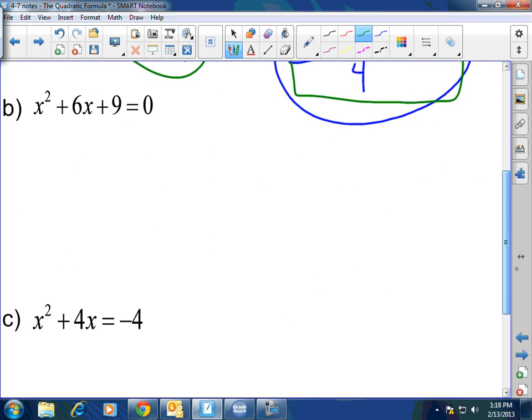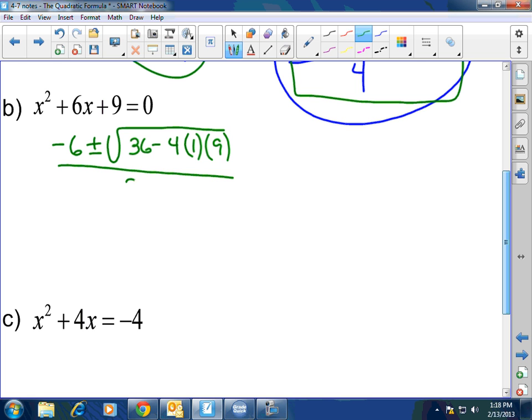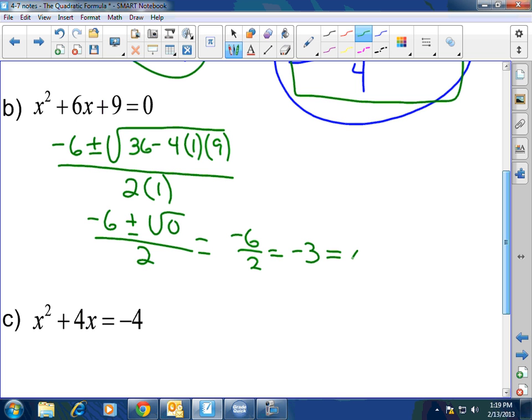Okay, let's do another one. X squared plus 6x plus 9. It's already in trinomial form. So, negative b plus or minus the square root of b squared minus 4 times a times c, over 2 times a, which is 1. So it's going to be negative 6 plus or minus the square root of 36 minus 36, which is the square root of 0, over 2. So that means it's negative 6 plus or minus 0, which doesn't count, over 2. So this is negative 3. So x equals negative 3.